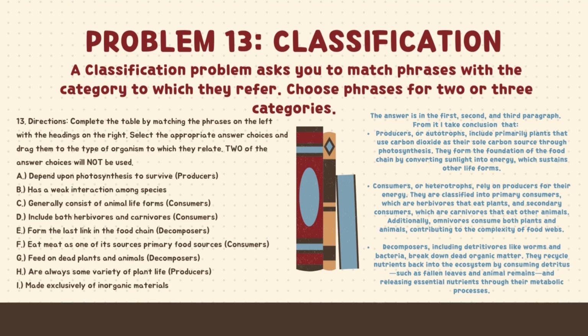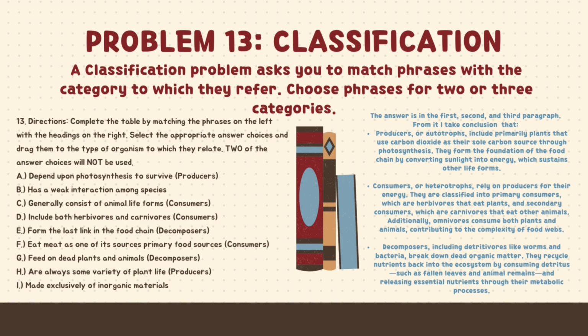A. Depend upon photosynthesis to survive. Producers. B. Has a weak interaction among species. C. Generally consists of animal life forms. Consumers. D. Include both herbivores and carnivores. Consumers. E. Form the last link in the food chains. Decomposers. F. Eat meat as one of its primary food sources. Consumers. G. Feed on dead plants and animals. Decomposers. H. Are always some variety of plant life. Producers. I. Made exclusively of inorganic materials.